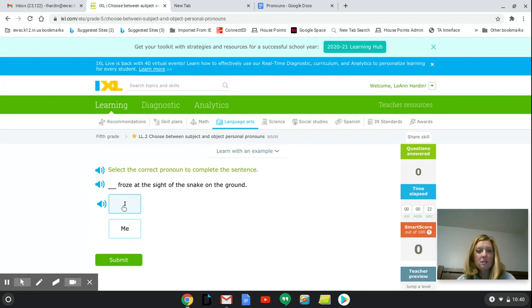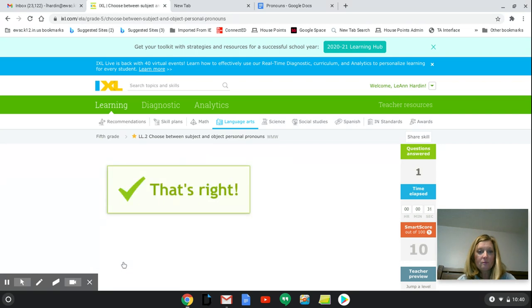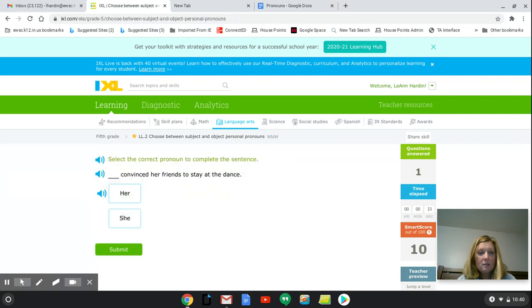So, "Me froze at the sight of the snake on the ground," or "I froze at the sight of the snake on the ground." Obviously, I is going to sound better there. Okay. "Her convinced her friends to stay at the dance," or "she convinced her friends to stay at the dance." Obviously, it's going to be she.